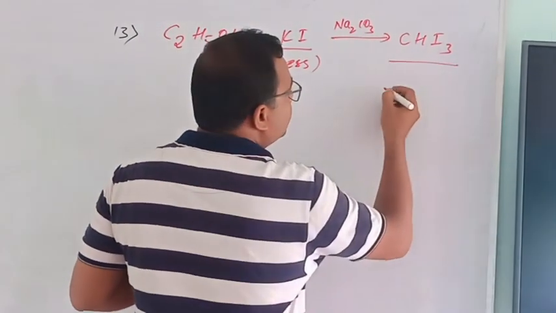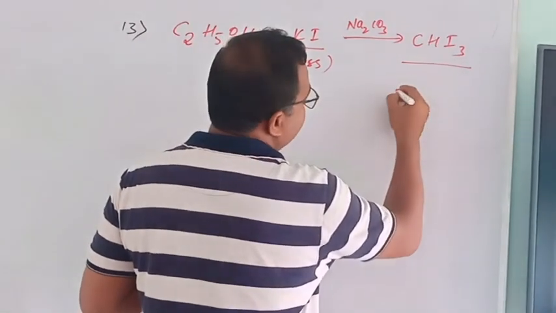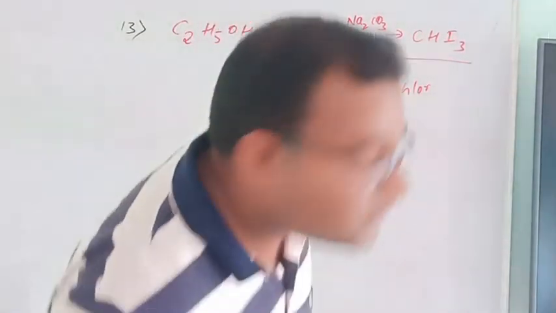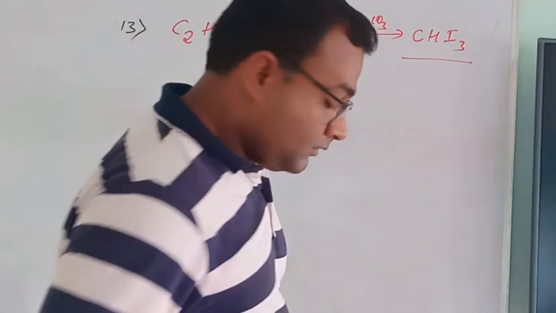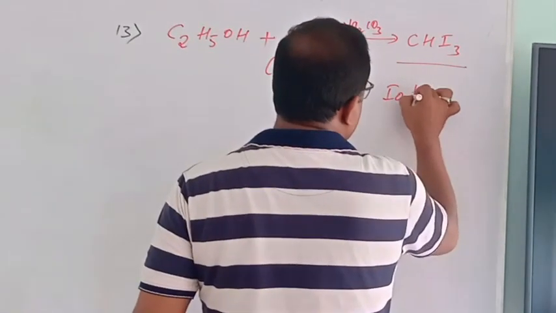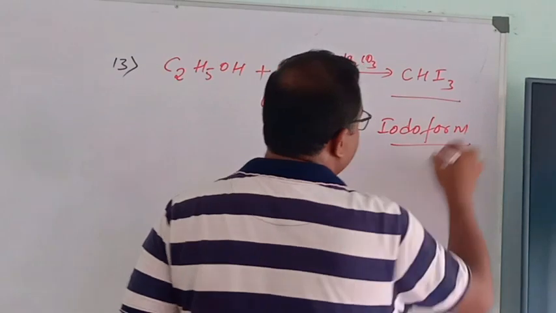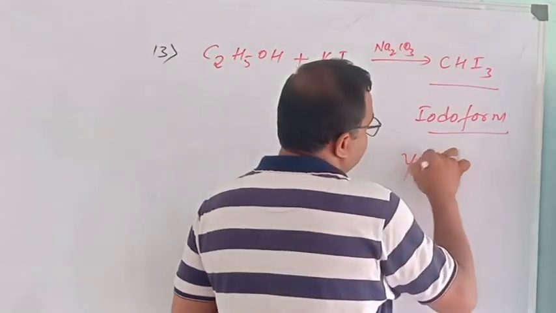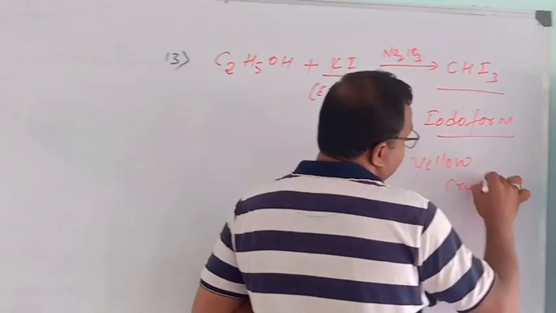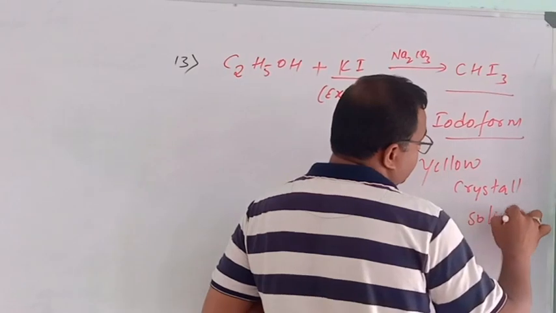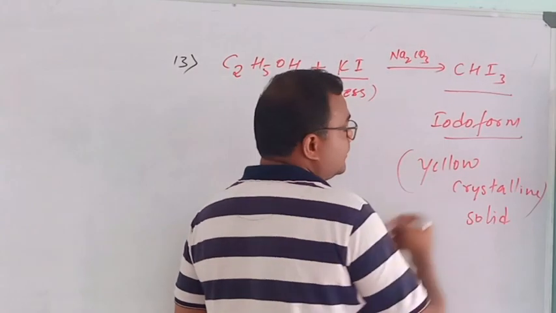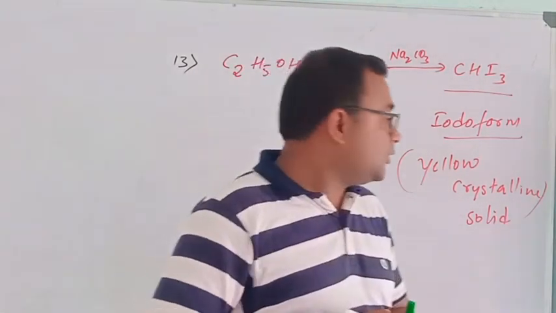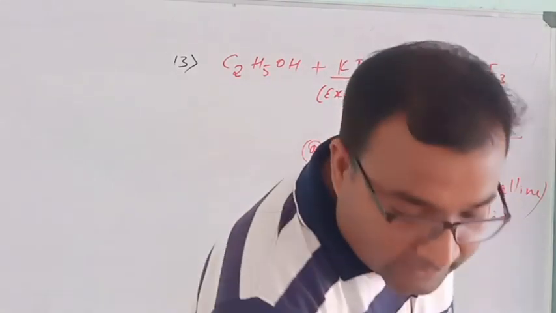This is called triiodomethane, or simply iodoform. Iodoform, triiodomethane, is formed, which is a yellow crystalline solid. So this is the correct option. Option A is the correct option for question number 13. Move on to the next slide.